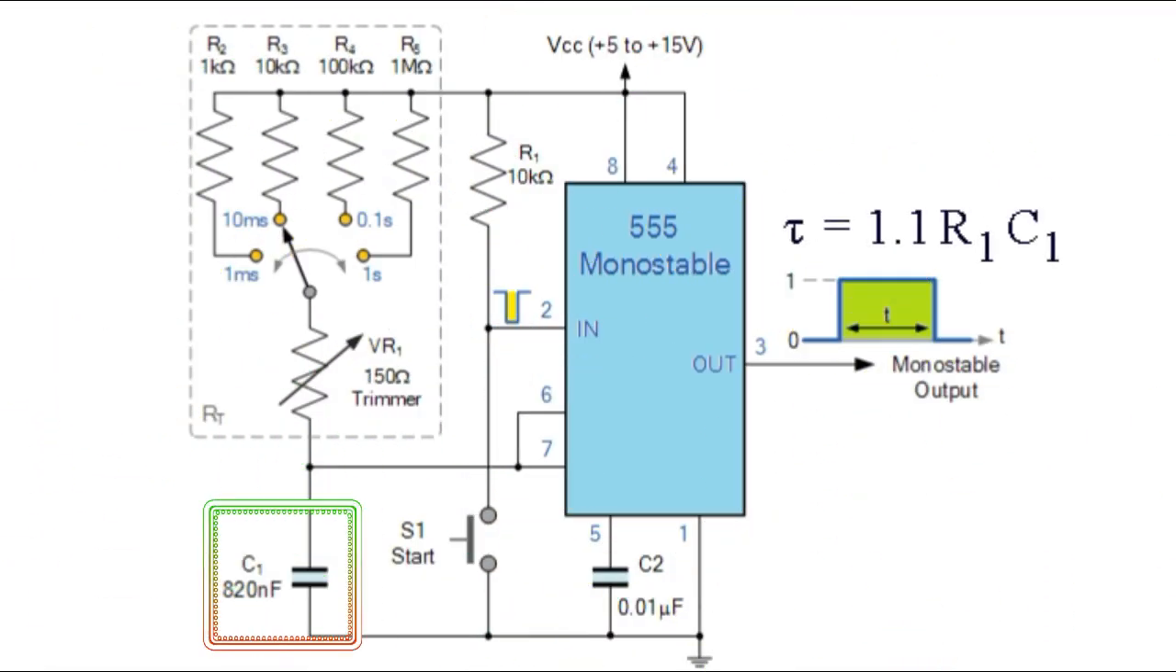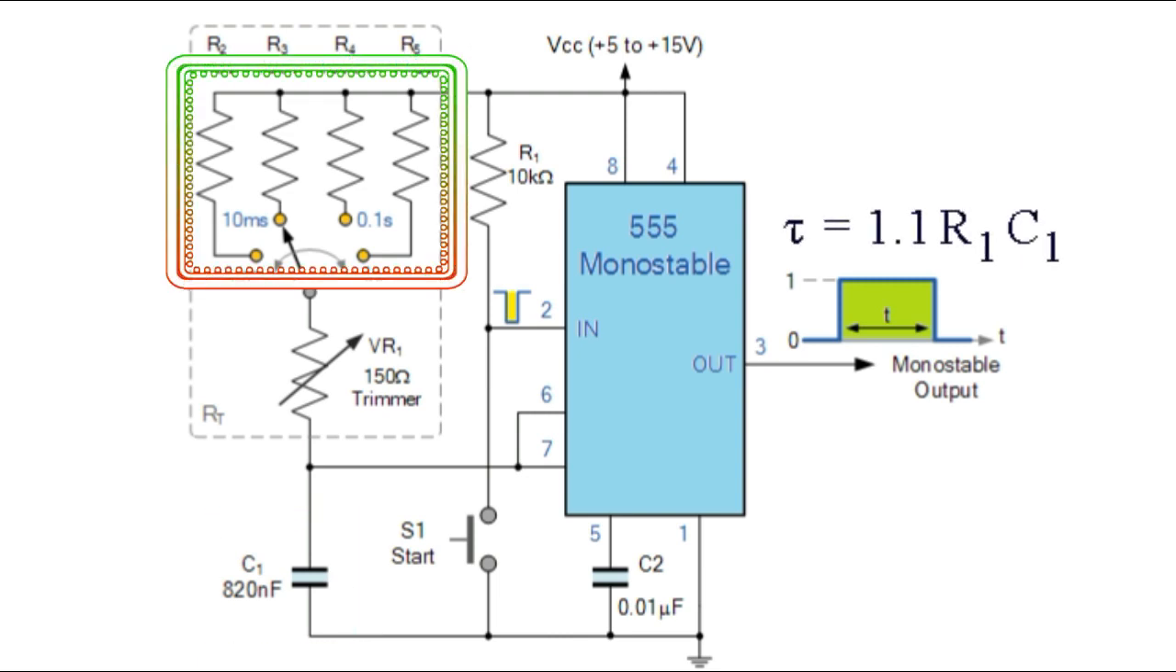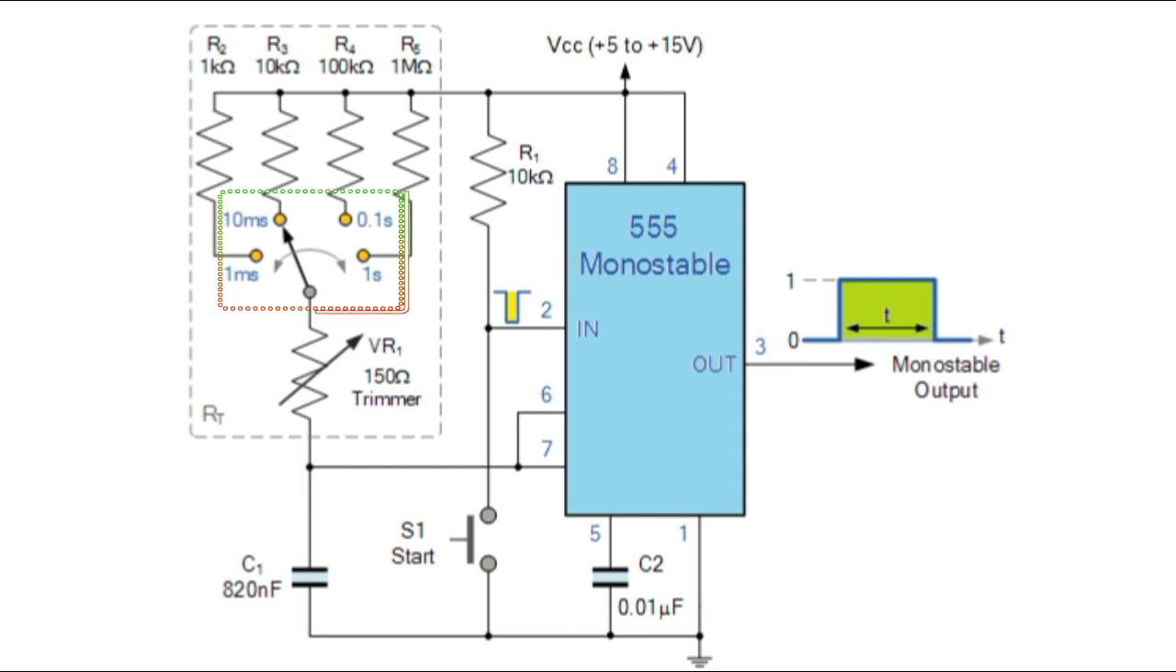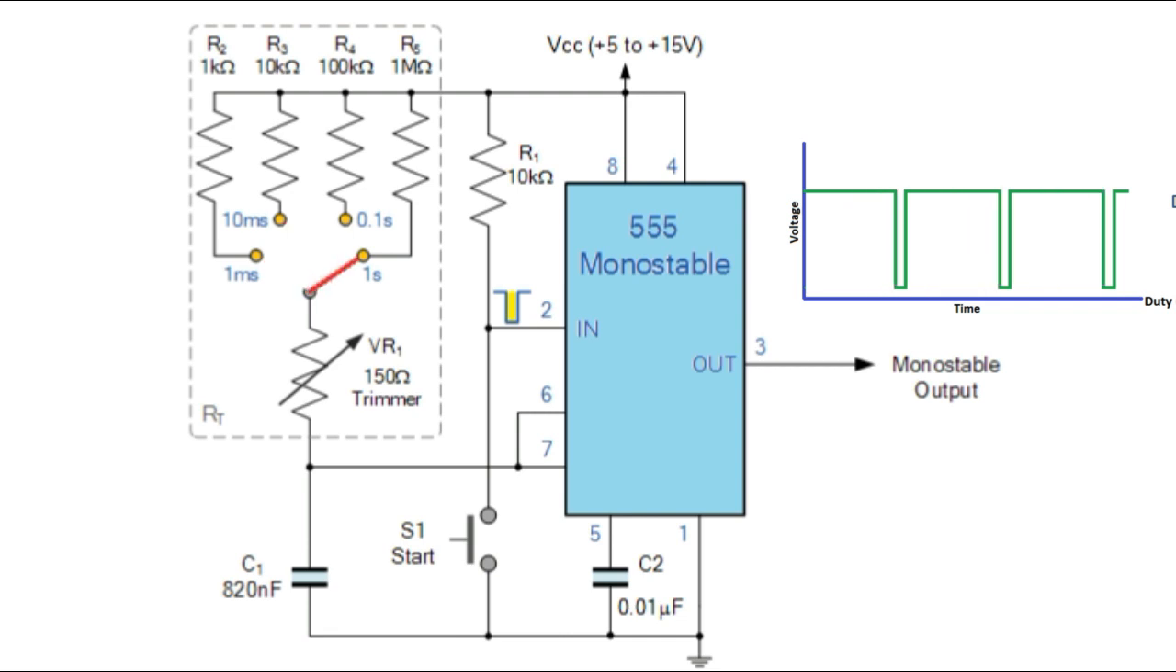Also, by using one smaller value timing capacitor and different resistor values connected to it through a multi-position rotary switch, we can produce a monostable 555 timer oscillator circuit that can produce different pulse widths at each switch rotation.